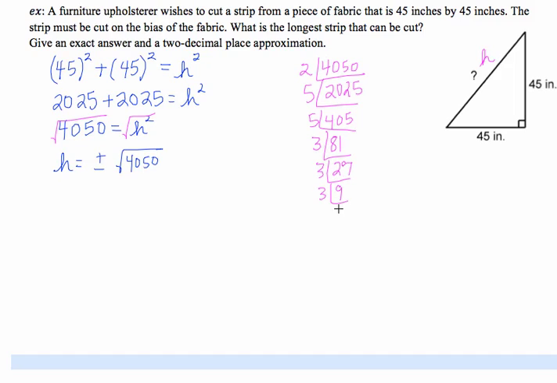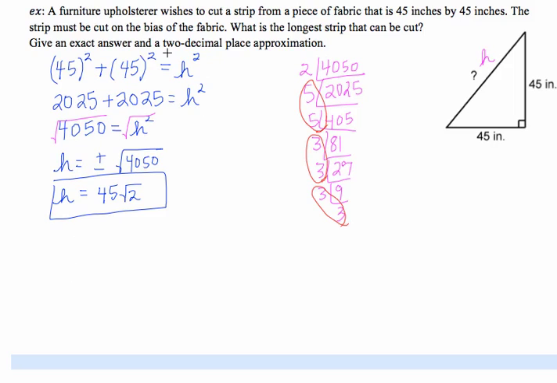So let's see, we can take out a 5, a pair of 3s, and another pair of 3s. So out front we have 3 times 3 times 5. That's 9 times 5, which is 45. And the only thing left under the radical is that 2. So 45 radical 2. There's the exact answer. We also want to give a 2 decimal place approximation.